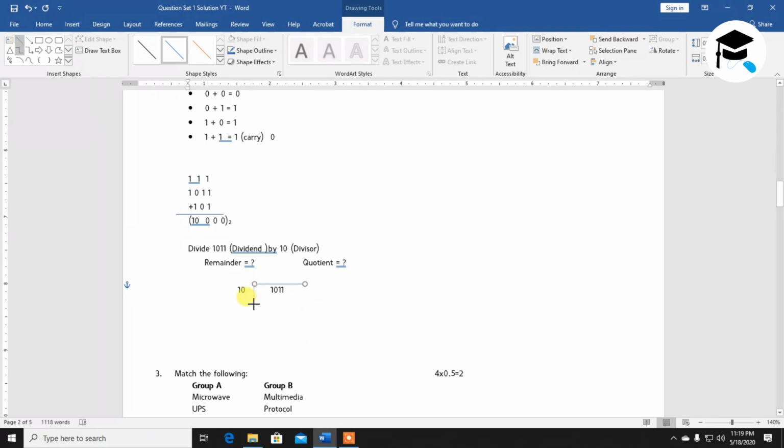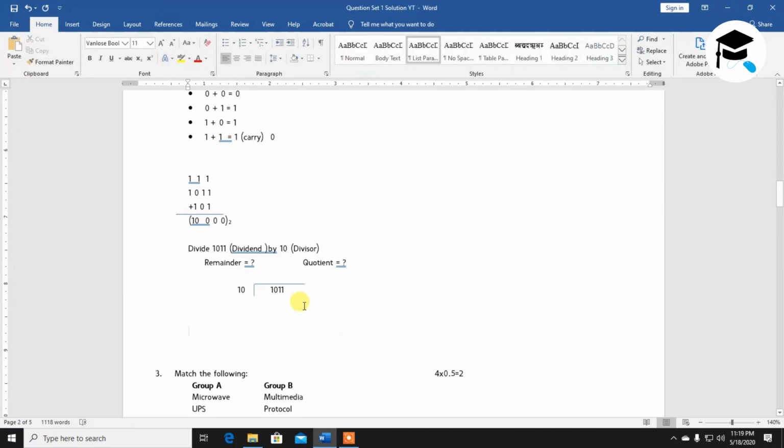Let the color be blue, so that it seems as if it's the symbol of division. Okay, now while performing this operation we need to know whether this 10 is greater or 1 is greater. The division in binary case is similar to that of the division of decimal case. Okay, 10 10 11. See here, 10 is greater than 1.